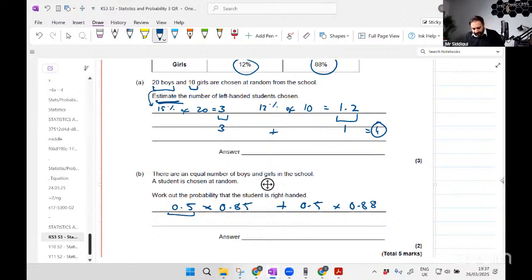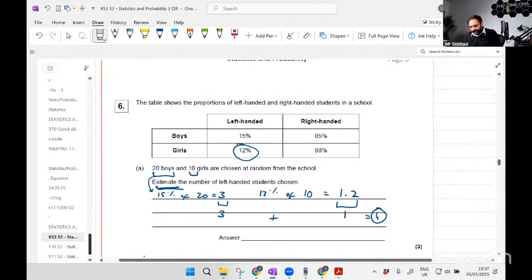So, let's pretend this is a boy. There's a 50% chance that you picked a boy, because there's an equal number of both of them. That's why it tells you that. So the 50% chance you picked a boy, and then you multiply it by the probability of that boy being right-handed, which is 85%.